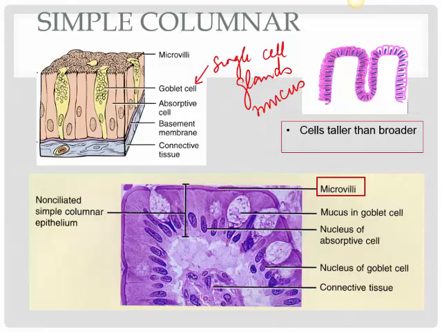Now, when we did the cell, you remember one of the features of the cell was microvilli. One of the adaptations of the plasma membrane was that it could have microvilli. And the function of microvilli was to increase surface area. That's correct, right?